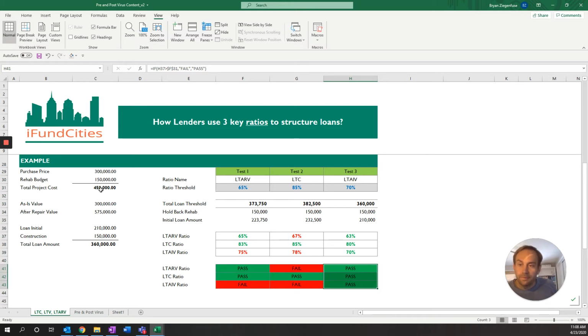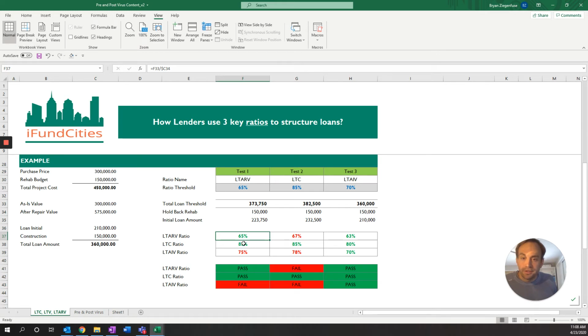So in this example, as we walk through it, purchase price of 300, rehab of 150, and an ARV of 575. Our first threshold, our first test, is the ARV. We got an appraisal back that said the property is worth $575,000. We multiply that times the 65%, and this gives you a total loan amount of $373,750. You back off the holdback for the rehab, and you've got an initial loan amount of $223,750.